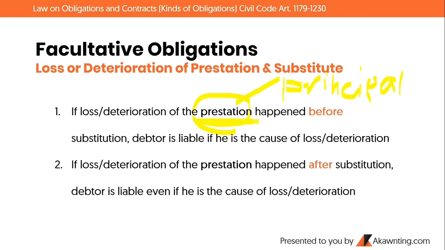So, number 1, if the loss or deterioration of the principal prestation happen before substitution. Ibig sabihin, pag hindi pa nagkakaroon ng substitution, ang active prestation natin ay yung principal prestation. Tama? Debtor is liable if he is the cause of the loss or deterioration. Ibig sabihin, kapag nawala yung principal prestation natin before substitution, at ang naging cause ay yung fault ni debtor, magiging liable siya for damages. Pero kung ang naging cause naman ay fortuitous event, walang problema. Pag fortuitous event, general rule, walang liability.